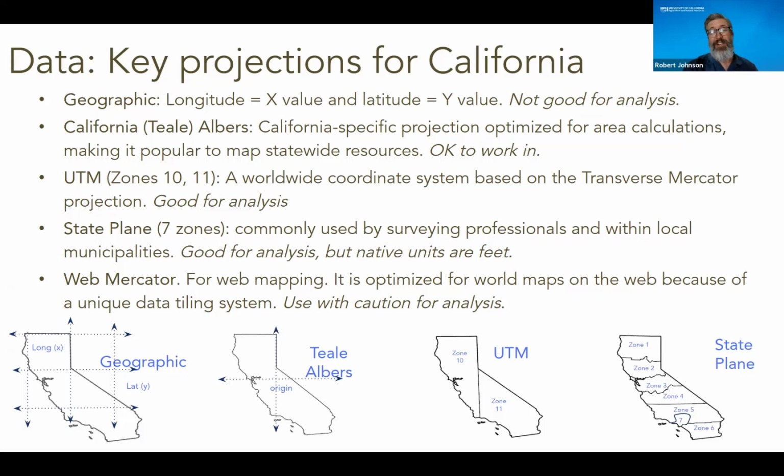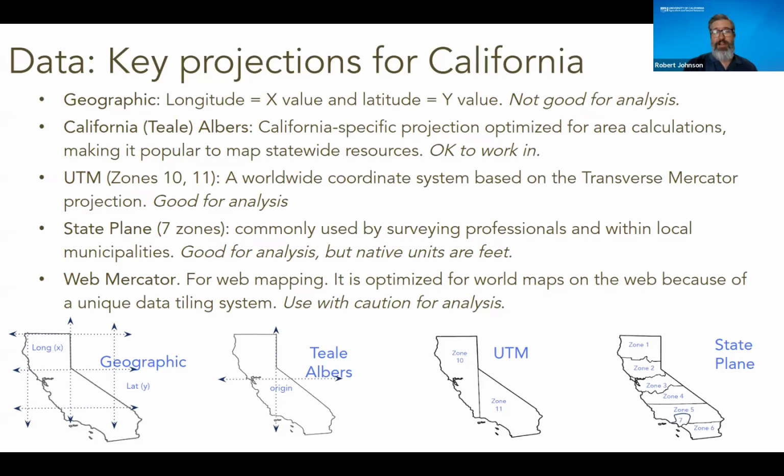One that you'll find a lot of California-specific data in is California Albers, or Teale Albers, which is a very California-specific projection designed to look great in a map for California. It's okay for analysis, but it's not necessary. It's more oriented towards cartographic display than analytical accuracy.